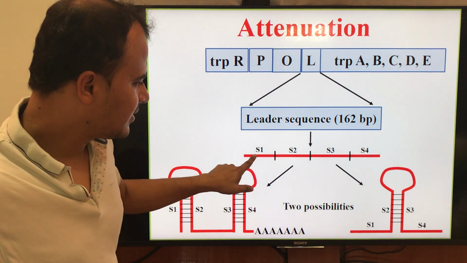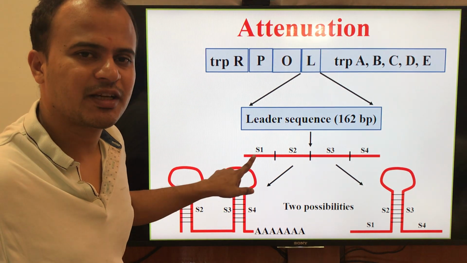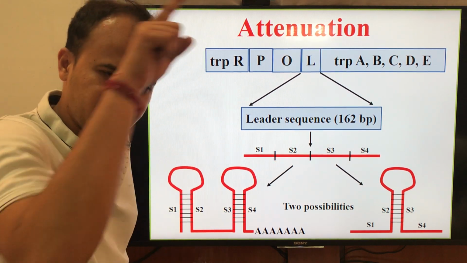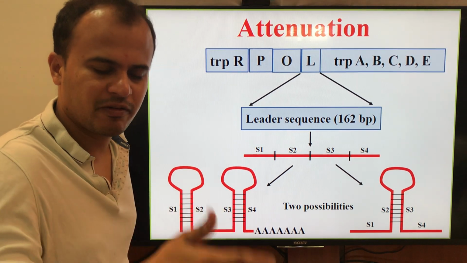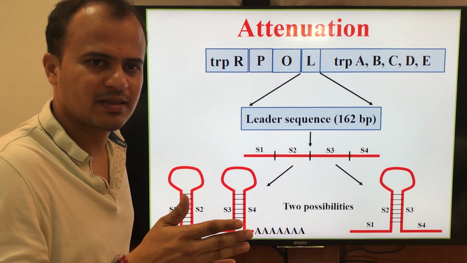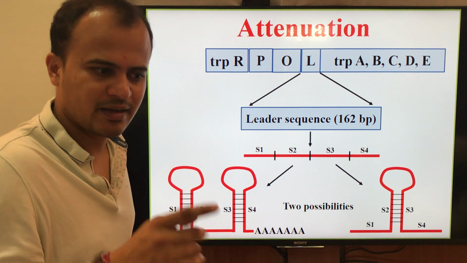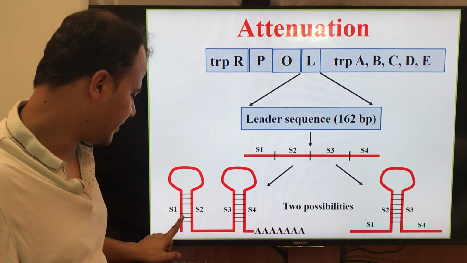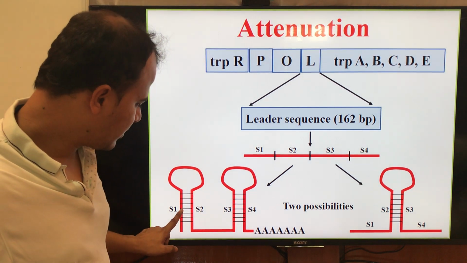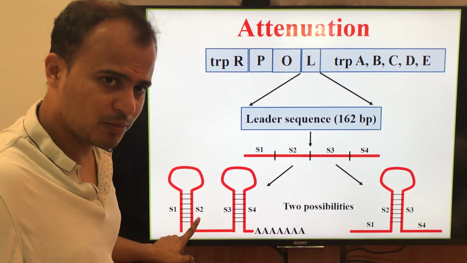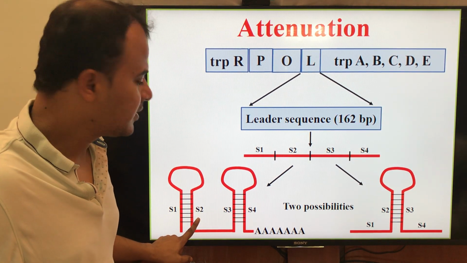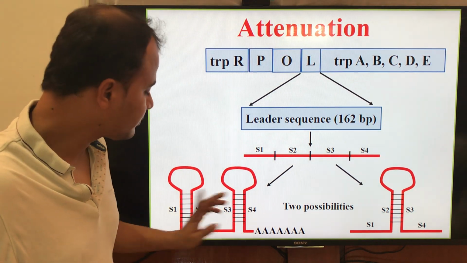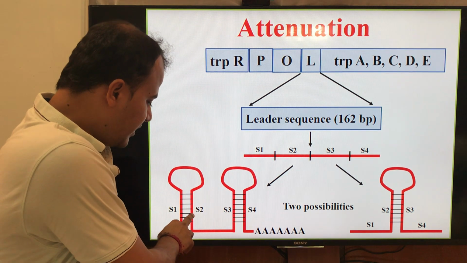One is, if there is complementation among the segments, it can form a stem loop structure. Whenever there are self-complementary base pairs, it means that they can form the stem loop structure as indicated here. If S1 forms the stem loop structure with S2, then S3 can form the stem loop structure with S4.